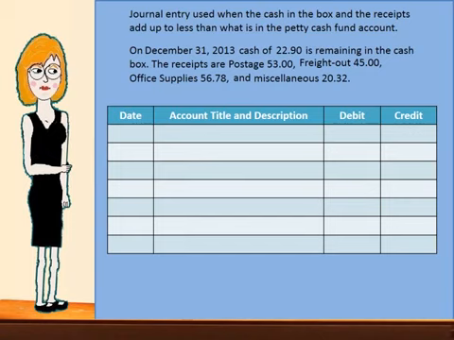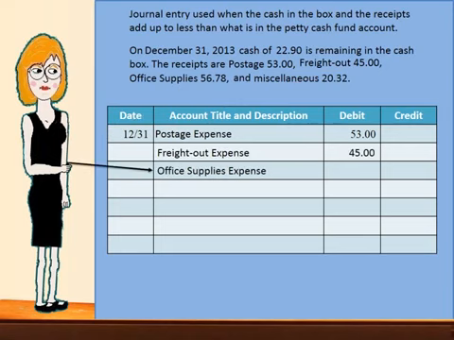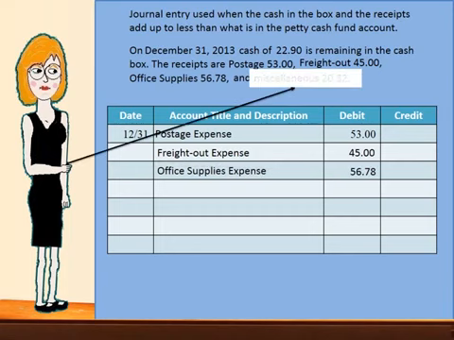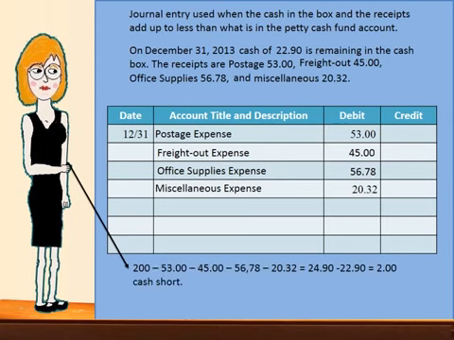Now, the journal entry used when the cash in the box and the receipts add up to less than what is in the petty cash fund account. Same date. Then we will go postage expense. And then we'll do freight, which will be our freight expense. Office supplies. And miscellaneous expenses will be our last expense.